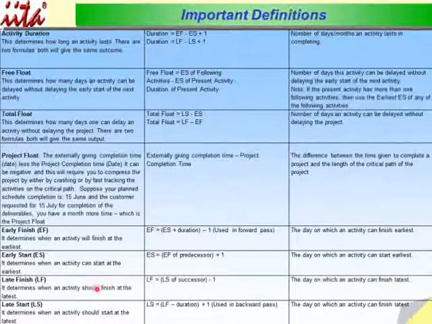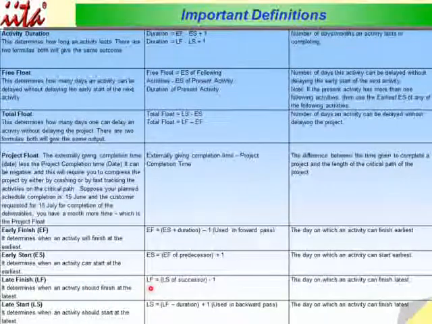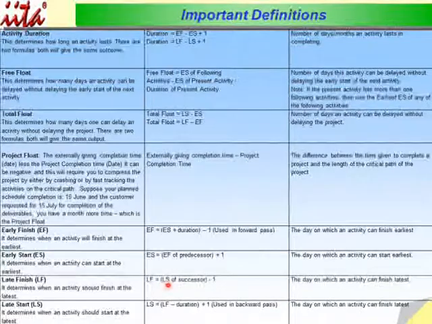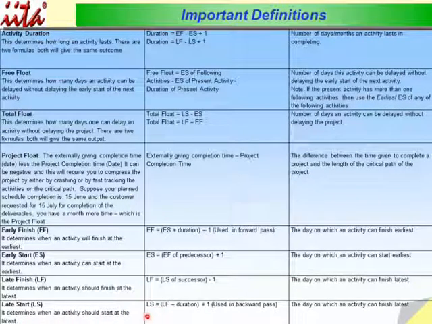Late finish determines when an activity should finish at the latest. LF, late finish, is equal to late start of successor minus 1. The day on which an activity can finish latest. And finally we have late start, sorry. It determines when an activity should start at the latest, and late start is equal to the late finish minus duration plus 1. It is used also in backward pass when you are determining your critical path analysis. And the late start is the day on which an activity can start latest.